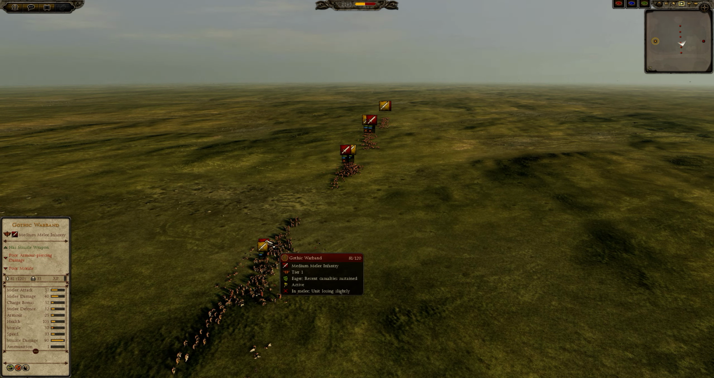You can see that the loose formation wins. The thinnest formation wins. But also, every single Gothic Warband of mine won. These units kind of annihilated each other. But over here as well, my Gothic Warbands won, the ones that were in the denser formation.